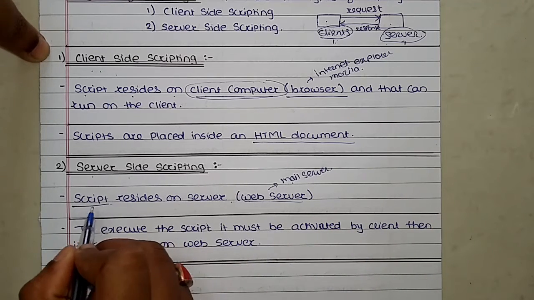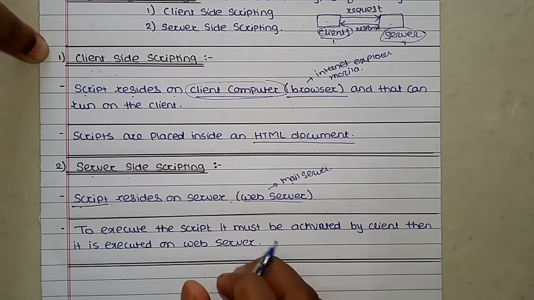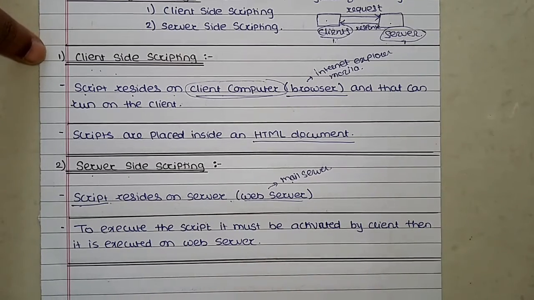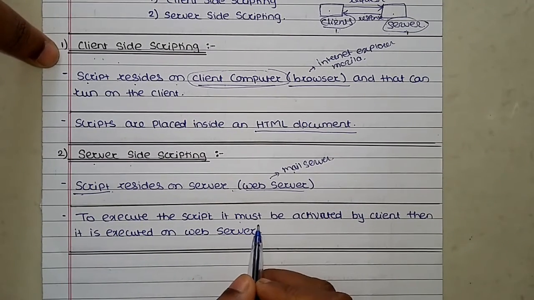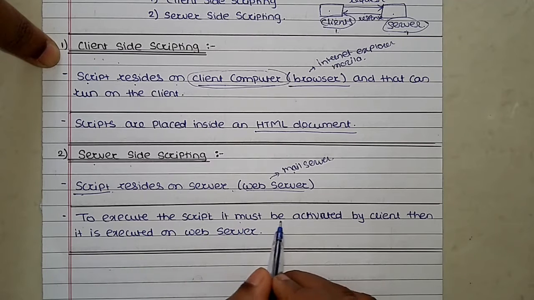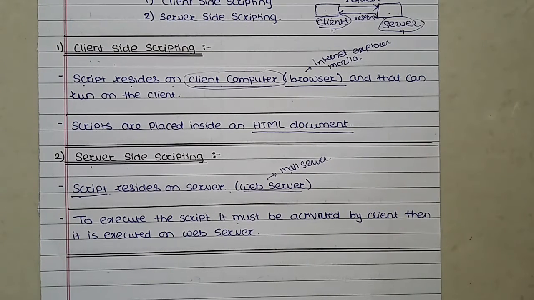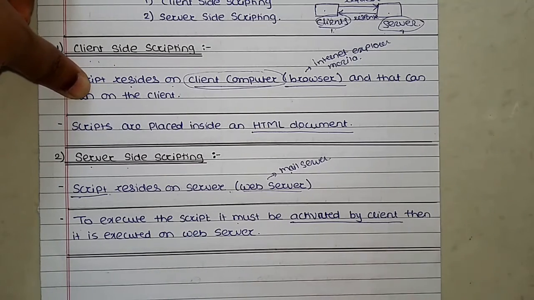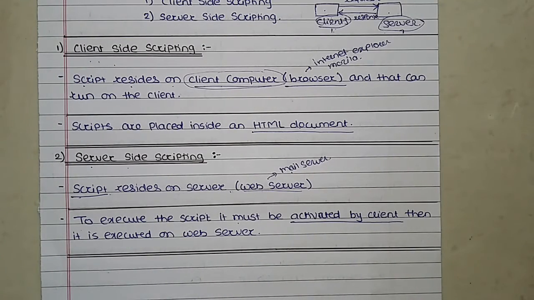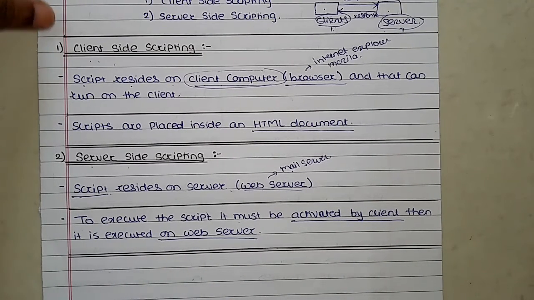All the scripts that reside on the server machine are called server side scripting. To execute the script, it must be activated by the client, and then it is executed on the web server. That means when server side scripting is executed, first the client activates this script, and after that the script is executed on the web server. So this is the basic idea of client side scripting and server side scripting.